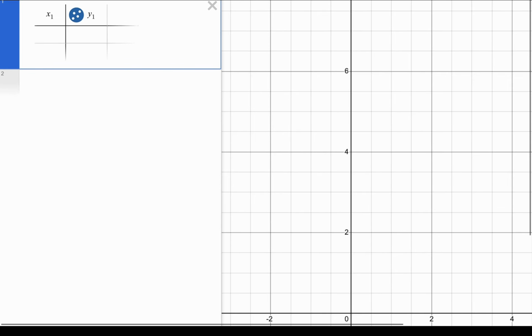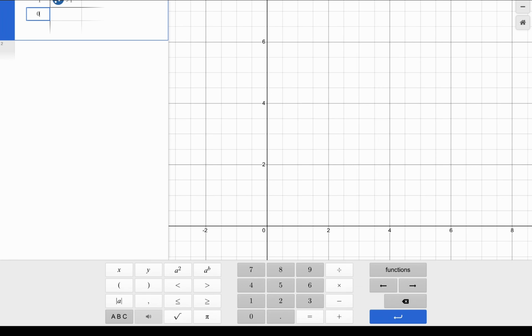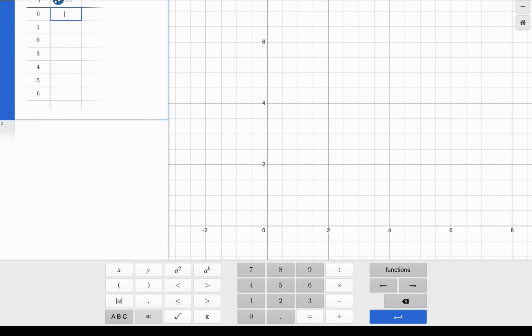We have 0, we have 1, 2, 3, 4, 5, 6. And for the y values, I have 0.6 for the y-intercept. I have 1.2. I have 2.4. I have 4.8. I have 9.6. I have 19.2. And finally, I have 38.4.